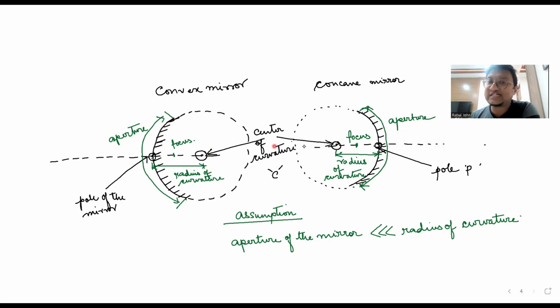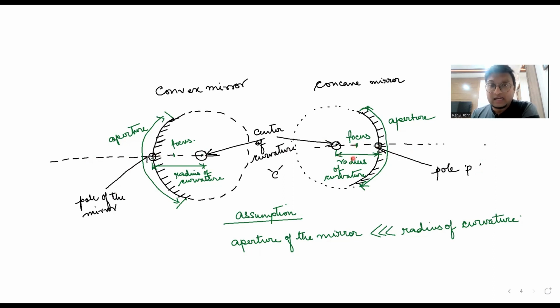And that sphere will have a center. That center will be known as the center of curvature. Similarly, now if we draw a line which passes exactly through the midpoint of the mirror, the point at which this line will intersect with the surface of the mirror is called the pole of the mirror. So we have the pole of the mirror, denoted by the letter P.